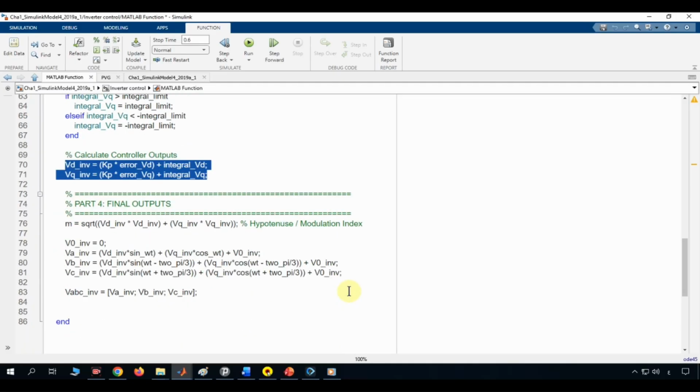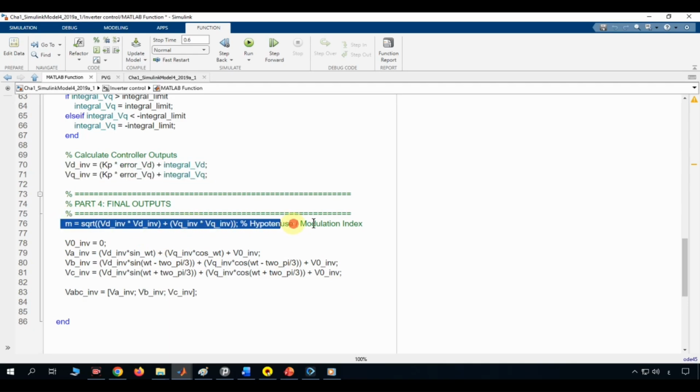The first output of this whole function is called M, the modulation index. It's calculated as the square root of VD inverter squared plus VQ inverter squared. If you think of VD and VQ as two perpendicular sides of a right triangle, M is simply the length of the hypotenuse. It represents the overall size of the voltage command, independent of its angle. This single number tells the inverter's switching stage how large the output voltage waveform needs to be.